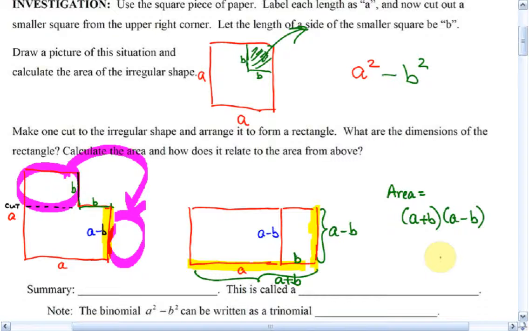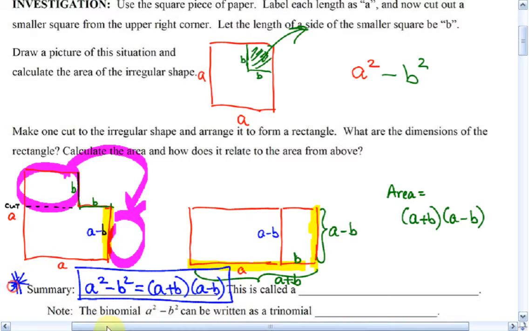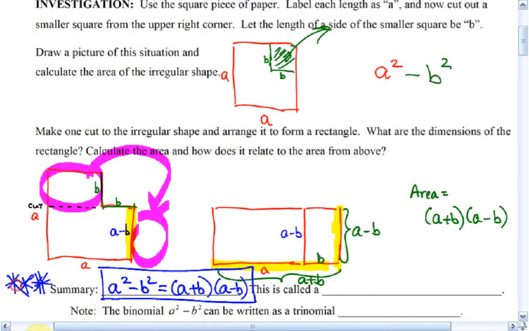So if the areas are the same, and this was the expression for the area up top, and this is the expression for the area over here, and those things are the same, what do you know? Here's what you know. A squared minus B squared, what you had on top, is the same thing as A plus B times A minus B. Please box this, star this, do whatever you need to do to make sure this is important. Because, ladies and gentlemen, this is one of the first special factoring expressions that I want to show you today. Now, there's a special name for this. This is called a difference of squares.